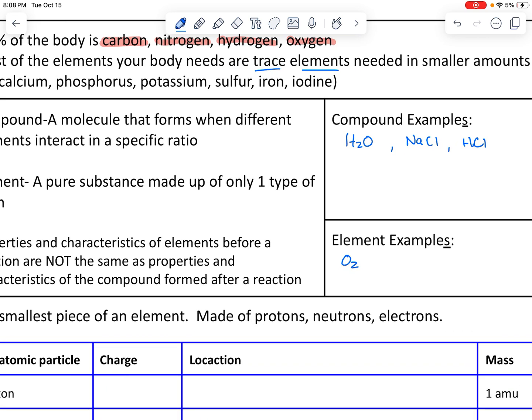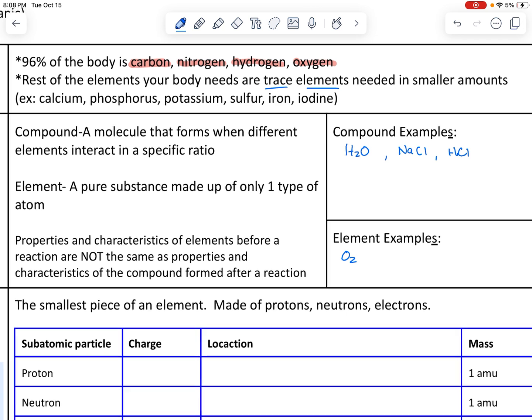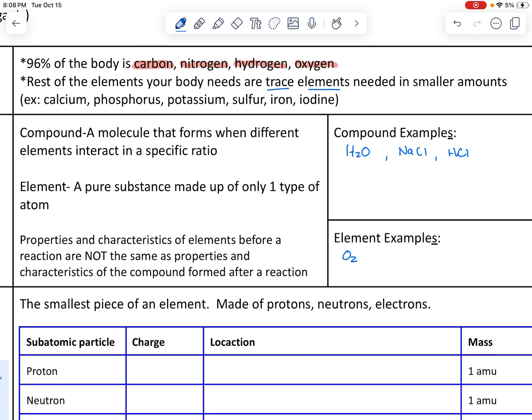So obviously, if you have a glass of water, for example, you don't just have 2 hydrogens and 1 oxygen in that whole glass. But if you had a million molecules of that water, you'd have 2 million hydrogen atoms and 1 million oxygen atoms because it's a 2-to-1 ratio. And that's true for every molecule of water.